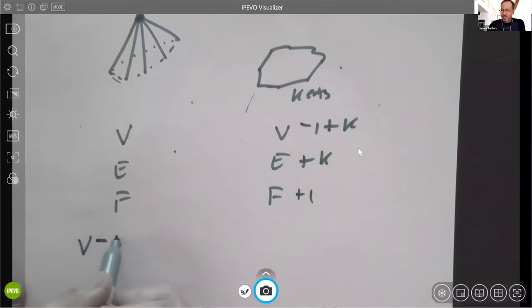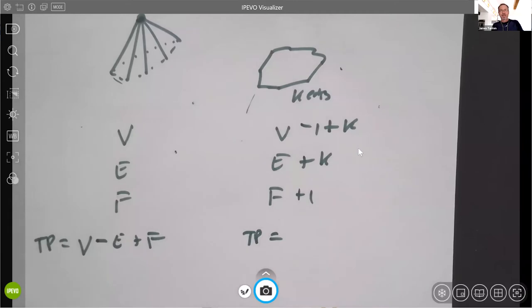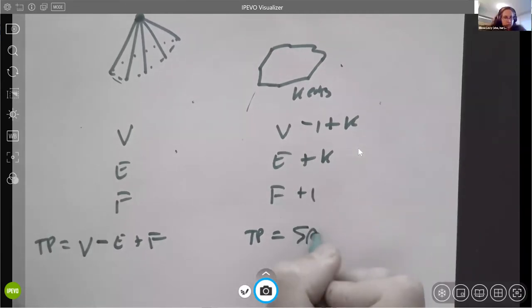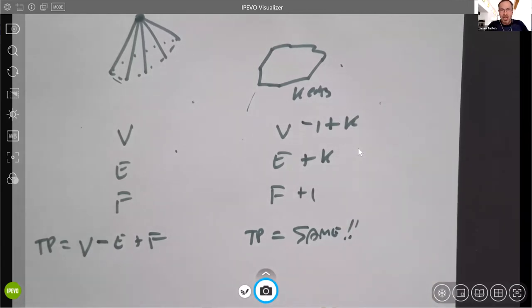Tell me about V minus E plus F over here for the total pointiness compared to the total pointiness over here. Is everything balancing out? It's the same. It's the same. So in general, shaving off faces is not going to change the total pointiness. So everything I was saying earlier on must be true.